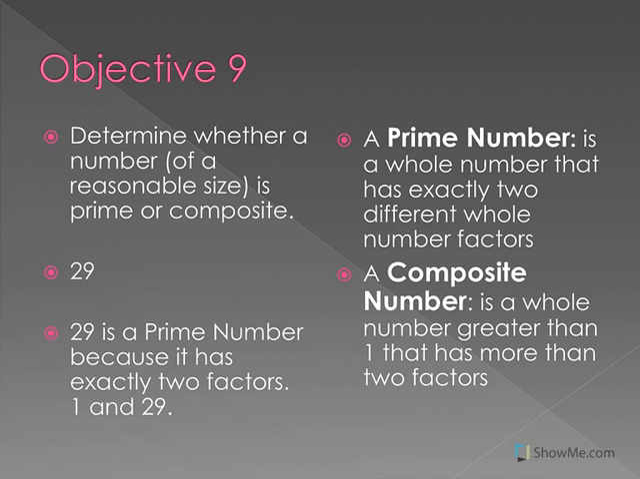In Objective 9, we determine whether a number of a reasonable size is prime or composite. 29 is a prime number because it has exactly two factors, 1 and 29. A composite number is a whole number greater than 1 that has more than two factors.